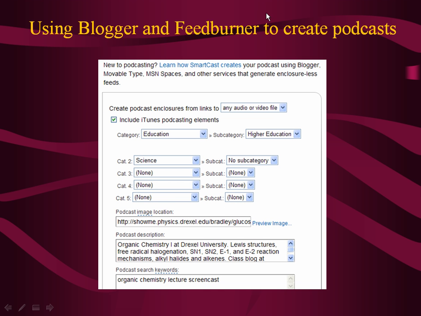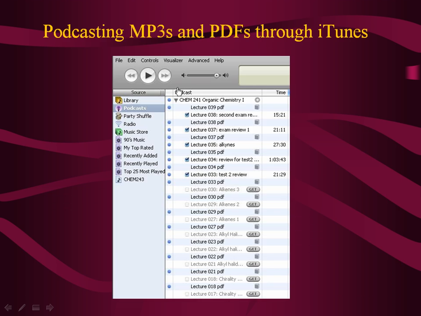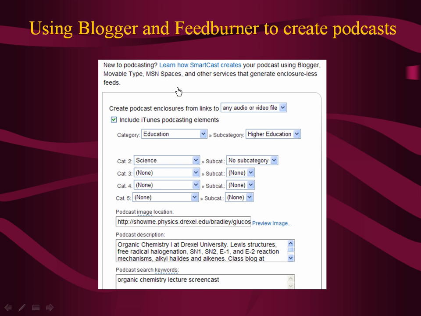You can make your feed compatible with iTunes. Yes? You're talking about iTunes there and the downloading. Who has that? Is that the student who's downloading and has iTunes? The question is, who has iTunes? Yes, it's the students that have iTunes.